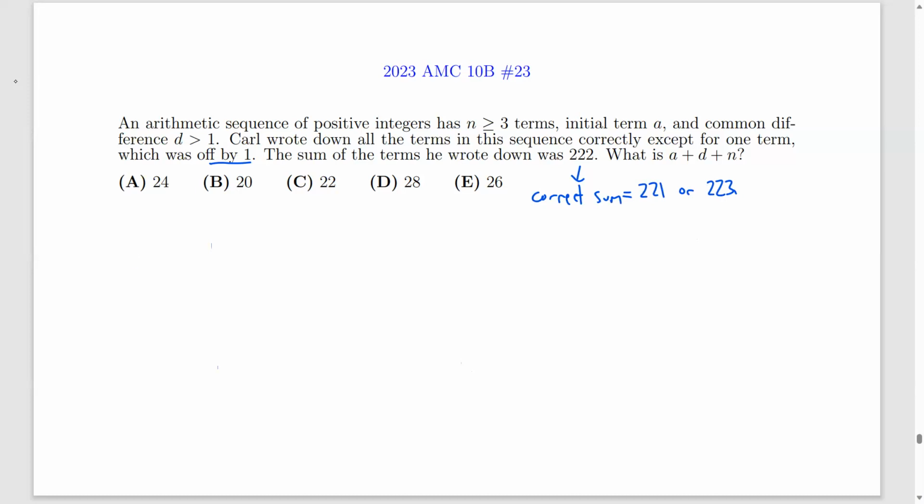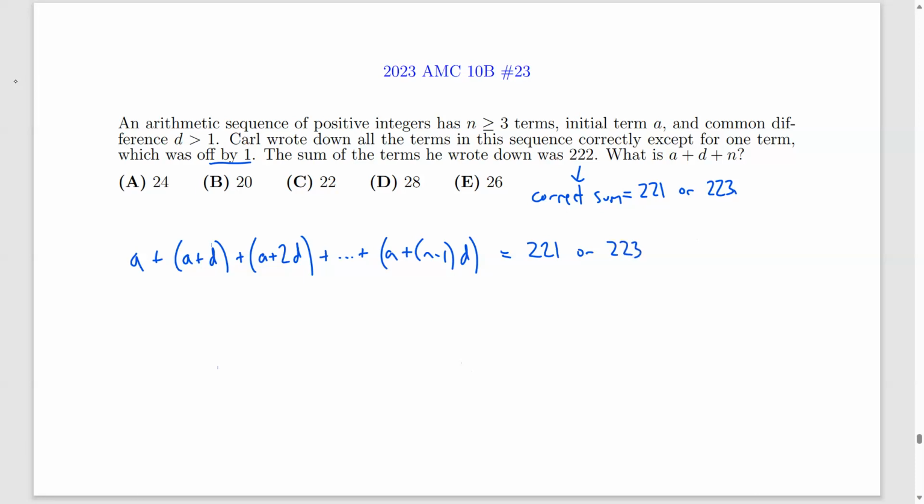So the first term is a, the next term is a plus d, the term after that is a plus 2d, and the last term will be a plus (n minus 1) times d. This has to equal either 221 or 223.